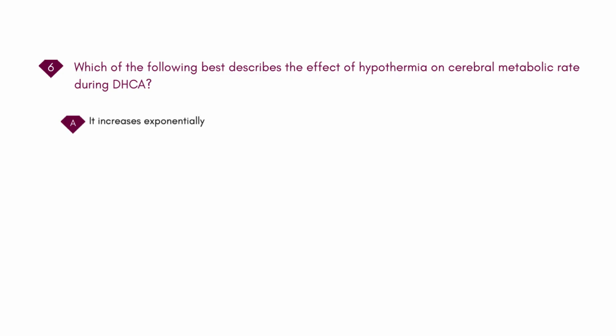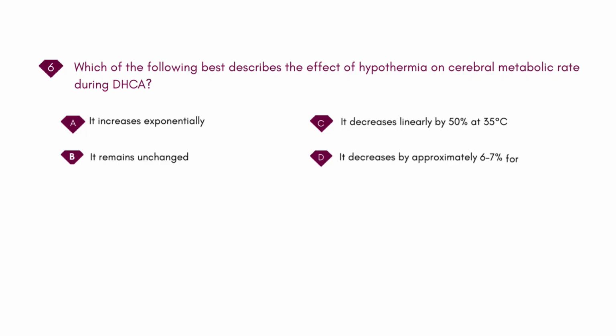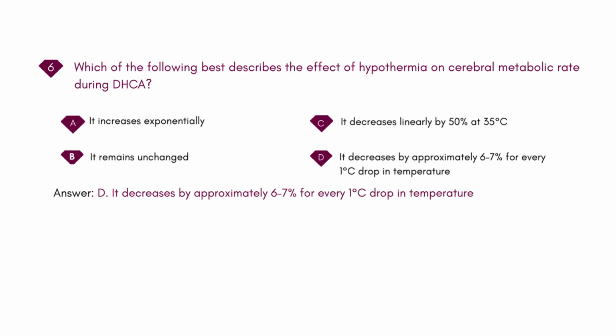A. It increases exponentially. B. It remains unchanged. C. It decreases linearly by 50% at 35 degrees Celsius. D. It decreases by approximately 6 to 7% for every 1 degree Celsius drop in temperature. Answer: D. It decreases by approximately 6 to 7% for every 1 degree Celsius drop in temperature.